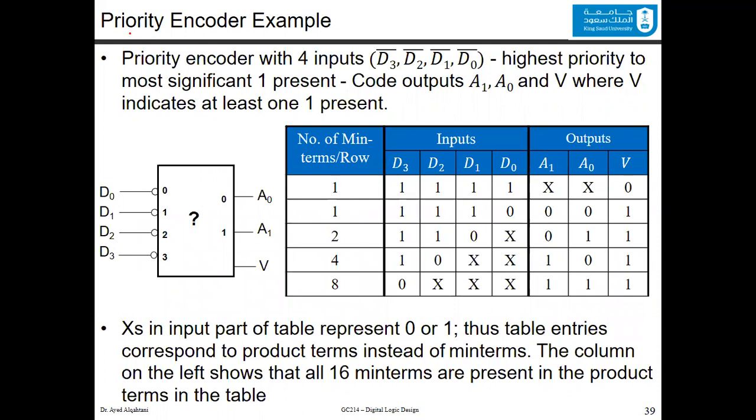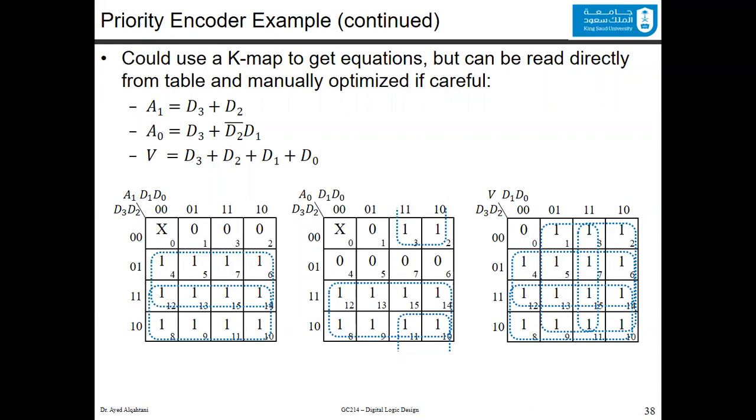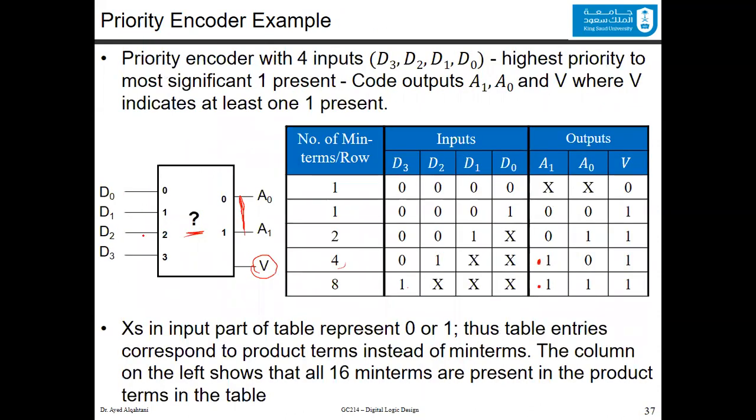You could use the idea of the priority encoder in this example, but now in an opposite way. Instead of having the inputs directly, D0, D1, D2, and D3, you will have them inverted. You can see the bubbles here. So the priority encoder with the 4 inputs, now they are D0 bar, D1 bar, D2 bar, and D3 bar. The highest priority to the most significant one, and also the same outputs that we had before.